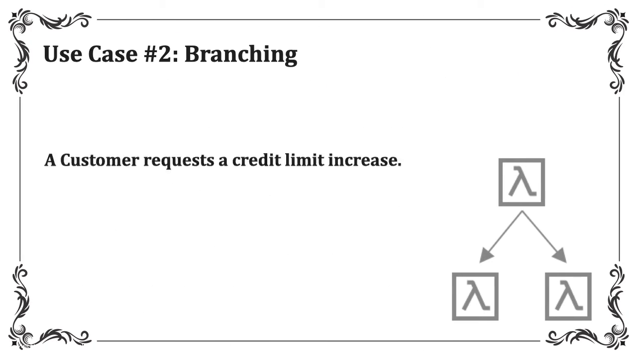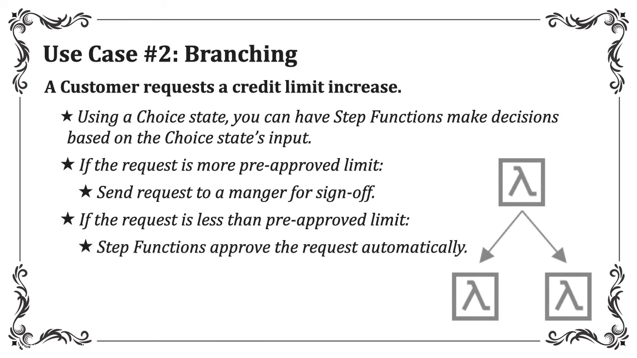The second use case is about branching. Here we have a customer that requests a credit limit increase, for example. Using a choice state, you can have Step Functions make decisions based on this choice state's input. If the request is more than your customer's pre-approved credit limit, then you can have Step Functions send your customer's request to a manager for sign-off, and if the request is less than your customer's pre-approved credit limit, then you can have Step Functions approve the request automatically.